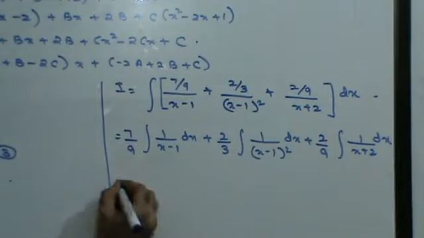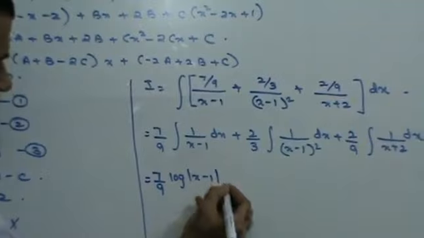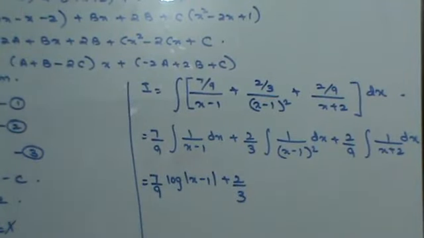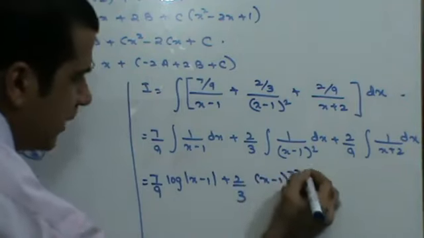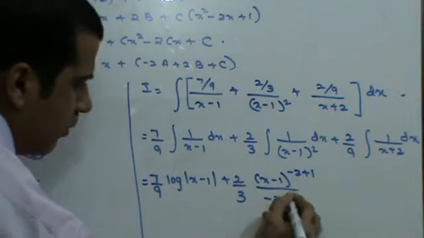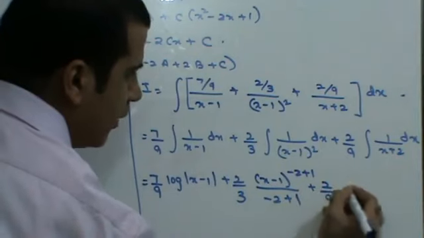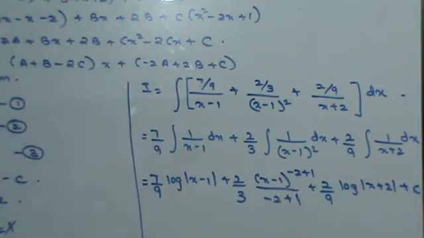This can be written as 7 upon 9 log mod x minus 1 plus 2 upon 3. Take the term in the numerator. So sign of the indice will become negative. Once the sign becomes negative, you can use the formula x raised to n. So this is going to be x minus 1 raised to minus 2 plus 1 upon minus 2 plus 1, plus 2 upon 9 log mod x plus 2 plus c.